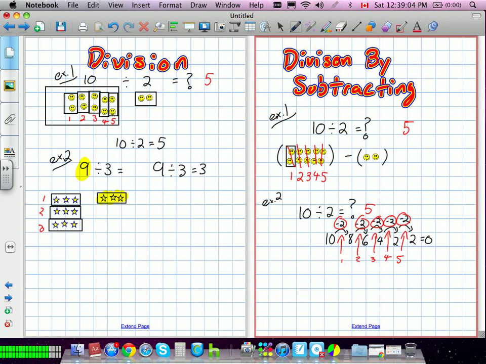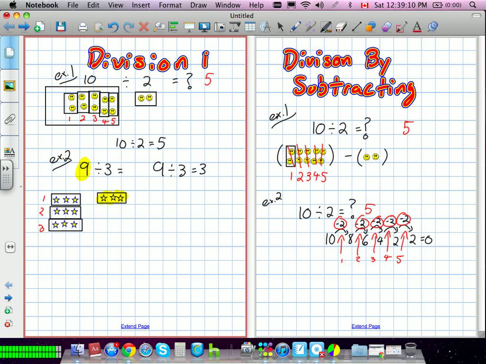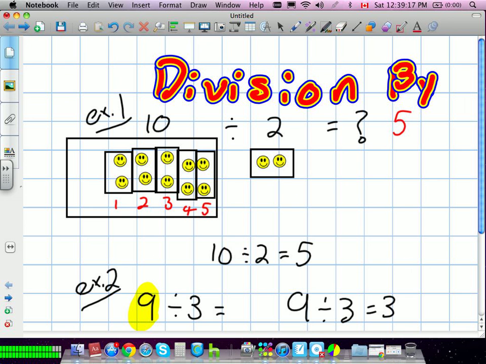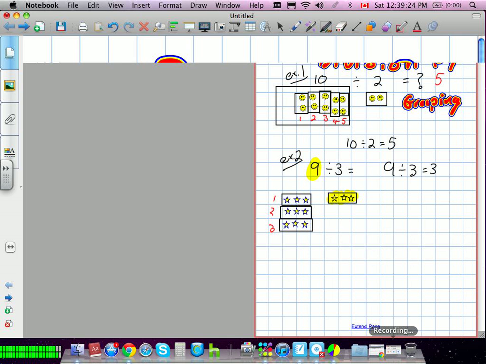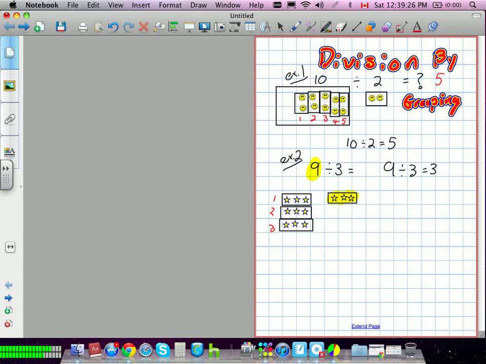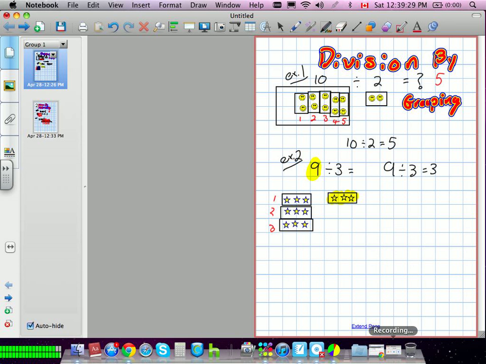So I'm going to write that on the page. Division by grouping. And those are 3 different ways of solving the same type of questions.